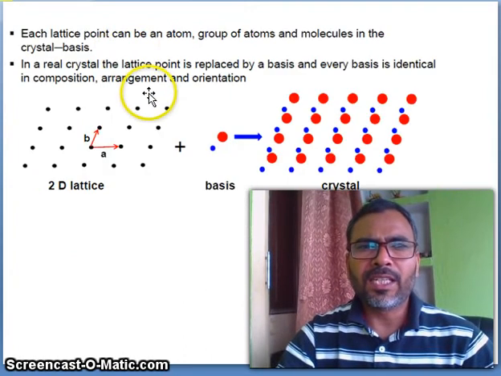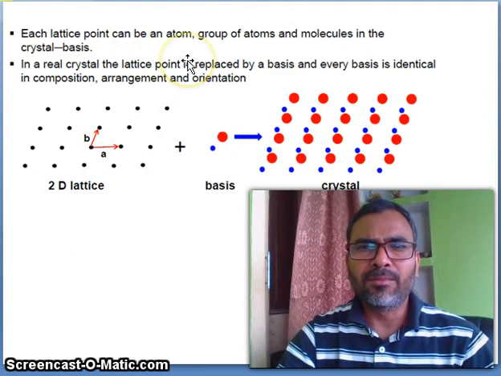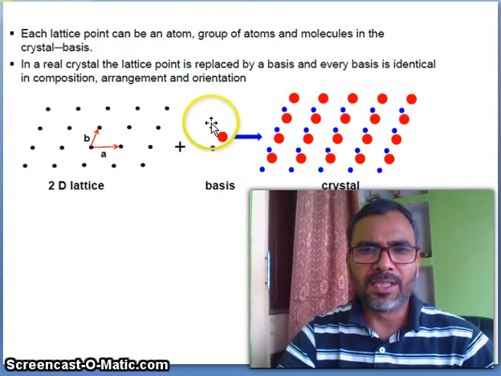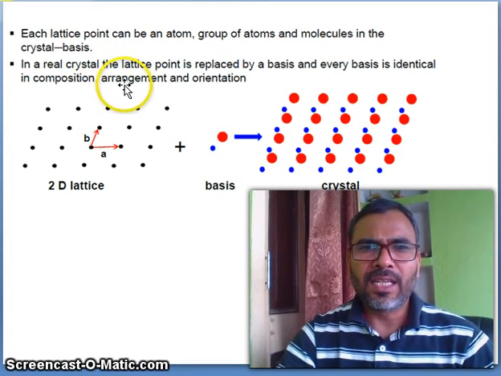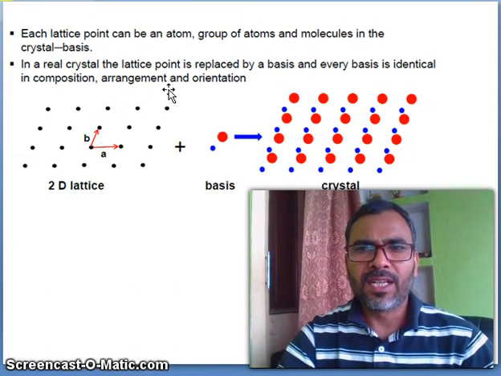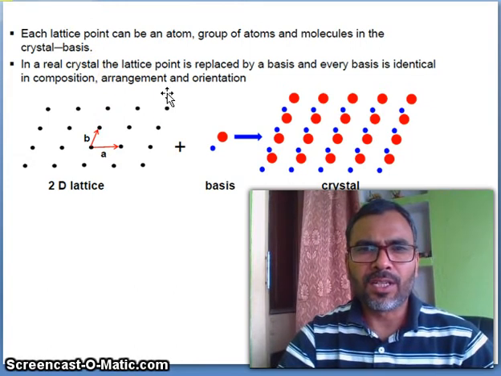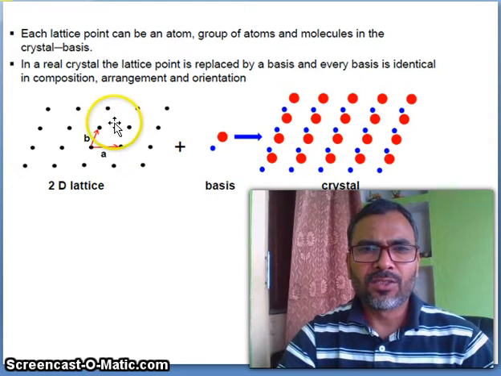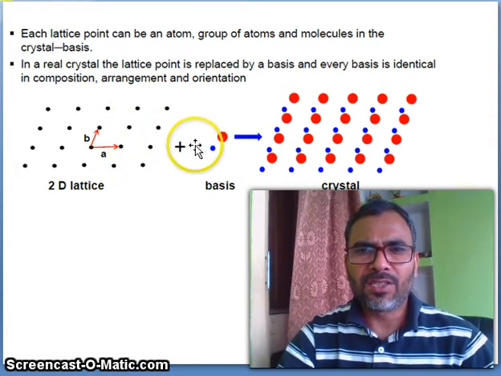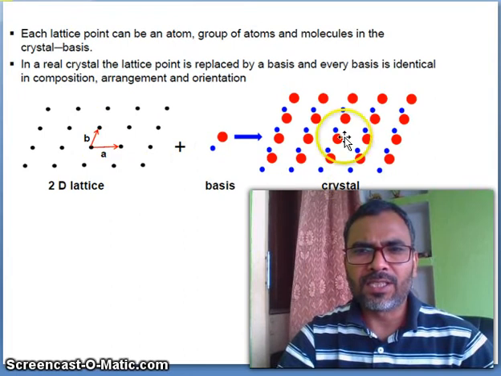Each lattice point can be an atom, a group of atoms, or molecules in the crystal. That is the basis. In a real crystal, the lattice point is replaced by a basis, and every basis is identical in composition, arrangement, and orientation. So this is the lattice, and this lattice is replaced by the basis, then forming the crystal.